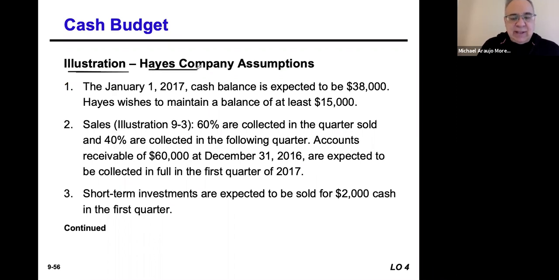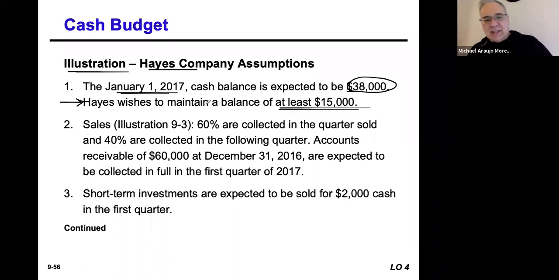Again, we're sticking with Hayes. Cash balance is expected to be, on January the 1st, by the way, $38,000. That is going to be their starting balance. Now, here's the policy that I was talking about. They wish to maintain a minimum of $15,000 in their account at all times. So that's one of the numbers that becomes a floor. They never want the balance to go below 15,000. If it's below 15,000, they've got to borrow to bring it back up to 15,000 or more.